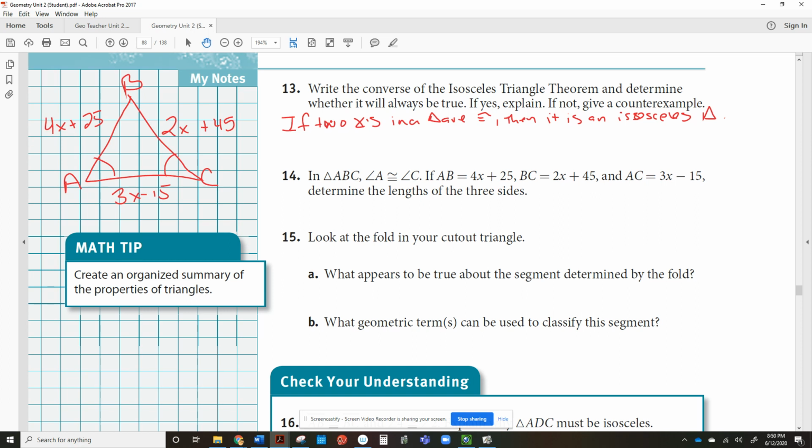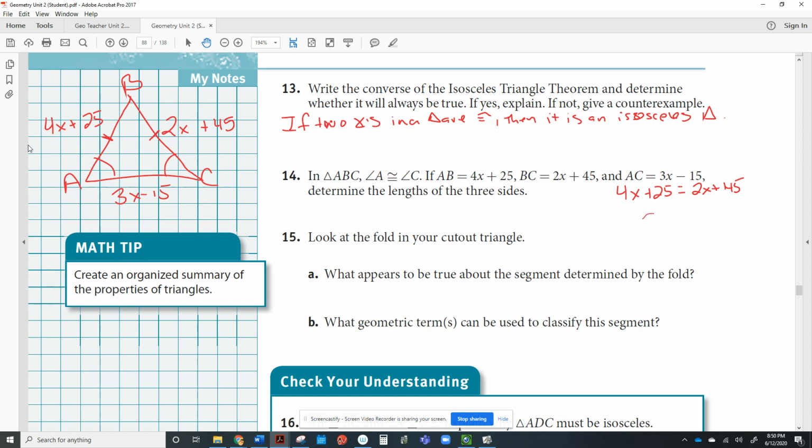That just means I need to solve for x. Well, if these two angles are congruent, the side opposite that angle and the side opposite that angle are congruent. So that means that you can write an algebra equation. 4x plus 25 is equal to 2x plus 45. And now we just solve for x.